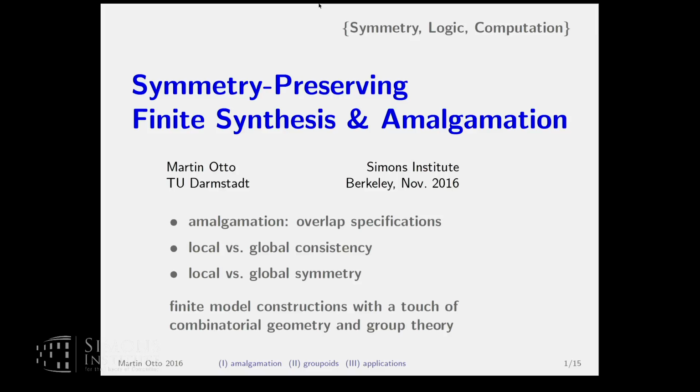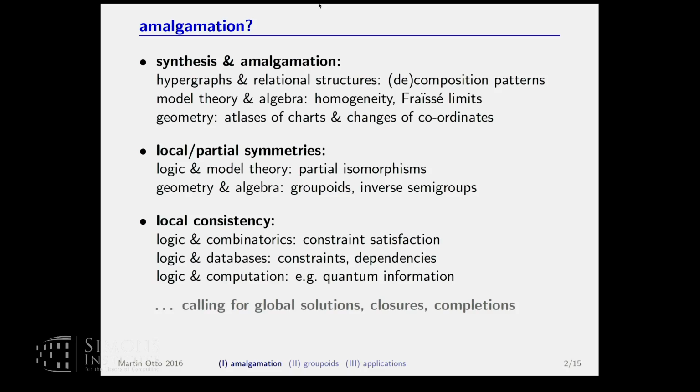So what do I mean by amalgamation? Well, it's a basic task of fusing together two pieces in a single amalgamation step, and I'm looking at extended processes of amalgamation here where you want to continue fusing more and more pieces according to some pattern. And this has to do with issues involved in local versus global consistency, but also local versus global symmetry. And in some of these areas, you're really looking for patterns that can be used in order to generate nice and symmetry-preserving solutions to such tasks.